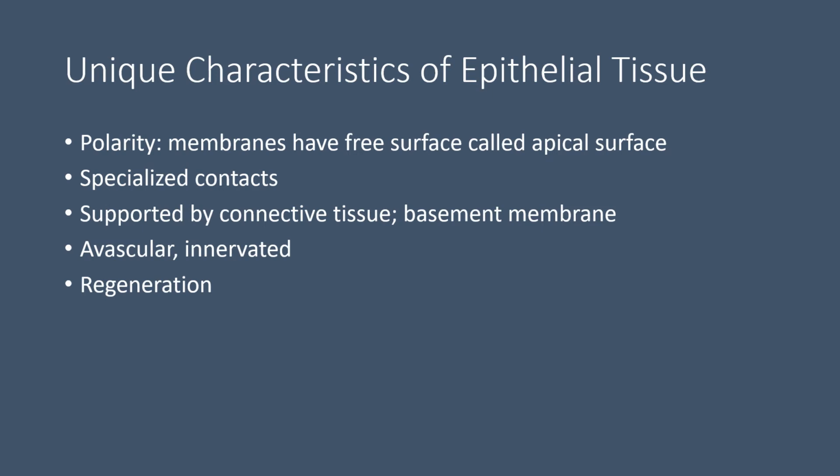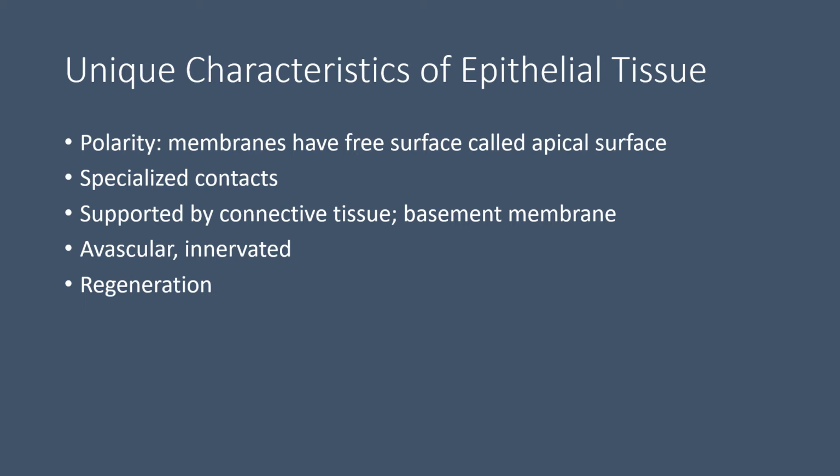Now, some unique characteristics of epithelial tissue is what we refer to as polarity, meaning that the membranes have one free surface. So one surface, or one side of it, will be free. That's called the apical surface. They tend to have very specialized contacts. They're going to be supported by connective tissue underneath. So on one side you have a free surface, and underneath that is going to be connective tissue, called the basement membrane.